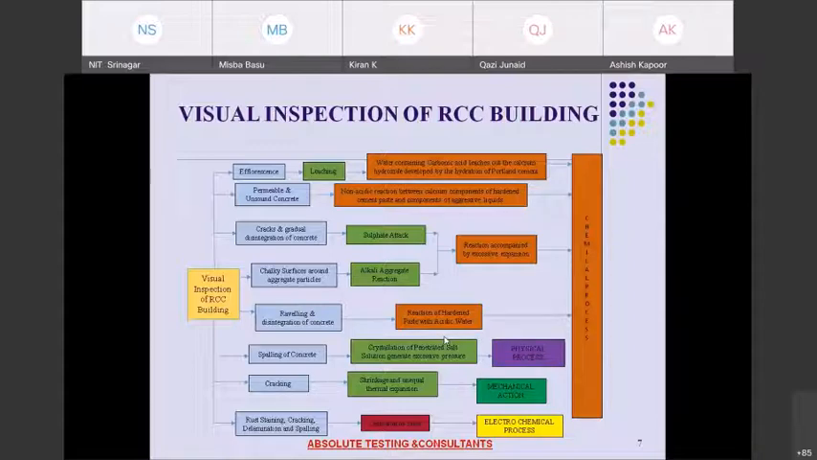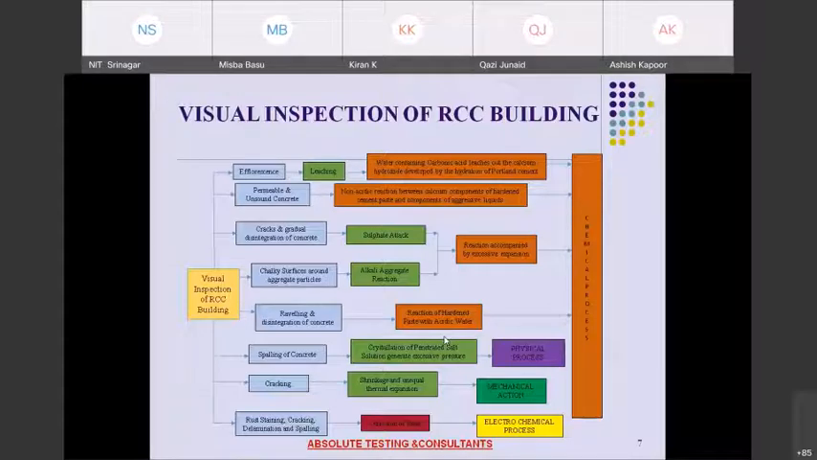Then cracks and gradual disintegration of concrete. If cracks and gradual disintegration of concrete are observed, it may be because of sulfate attack. That sulfate may come from the water which is used, and this again is a chemical reaction. Sulfate attack as well as alkali aggregate reaction, because of the presence of the sulfate and alkali aggregate reaction, there is a chance of expansion of your concrete. Because of this expansion, the cracks develop, and again this is a chemical process.